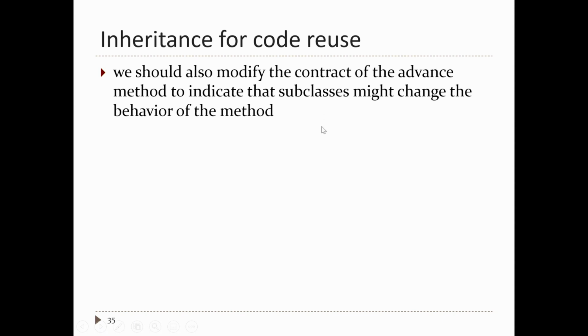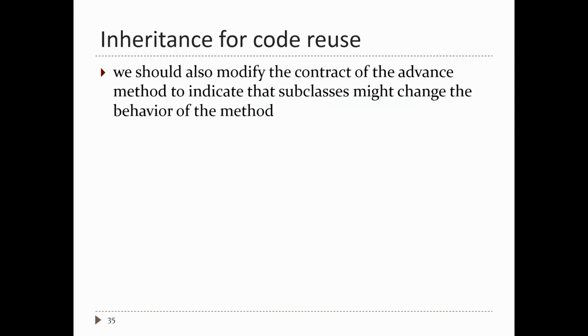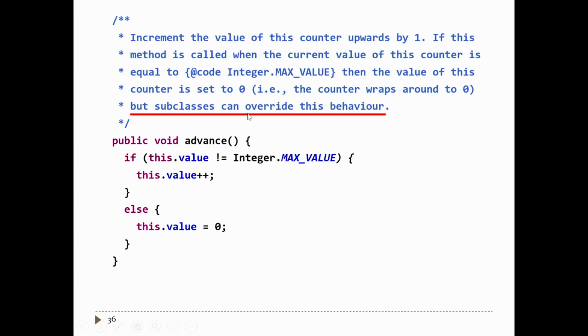I've got another problem. I've got this advance method that I want to change the behavior of, but advance has a contract. Now remember, in inheritance, the subclasses also have to obey this contract. The contract says that if it hits integer max value, then it wraps around to 0. If I don't change this contract, then subclasses also have to implement advance so it wraps around to 0, which defeats the purpose, because I want advance to behave differently. So now I have to change the contract as well. In other words, I have to put in some language that indicates that subclasses might change this behavior.